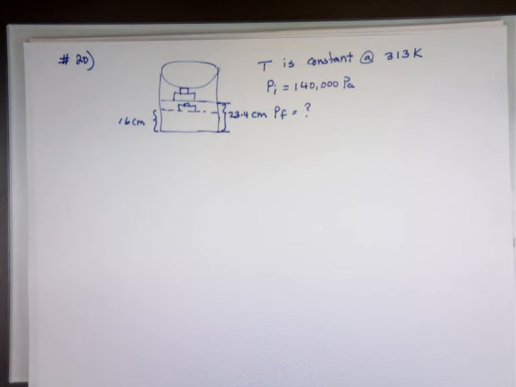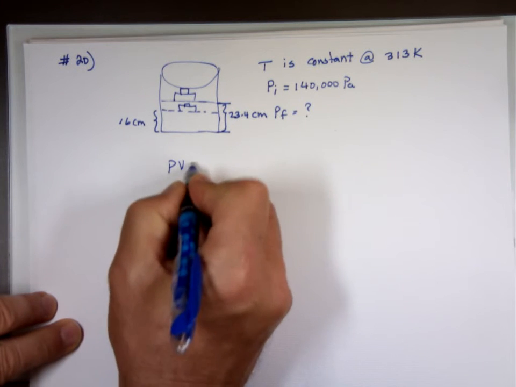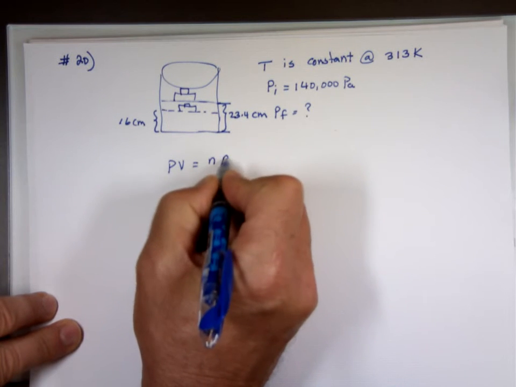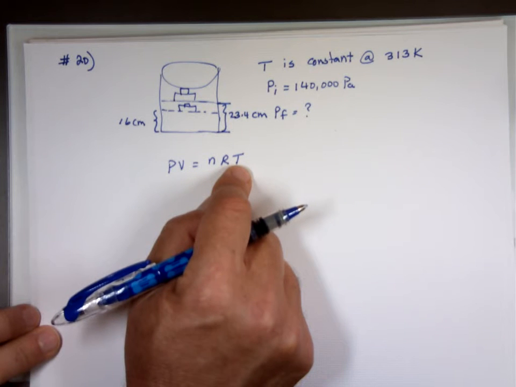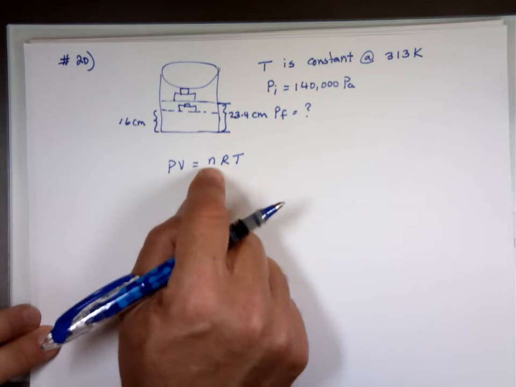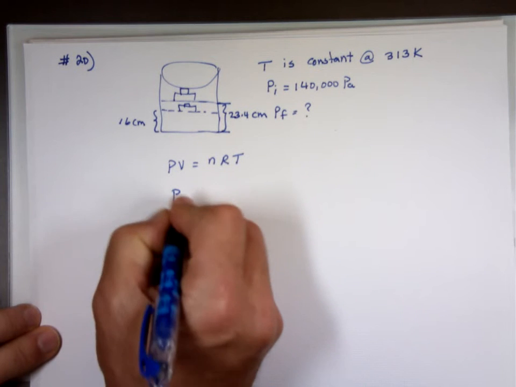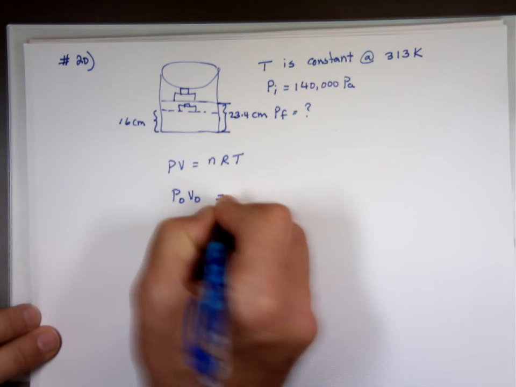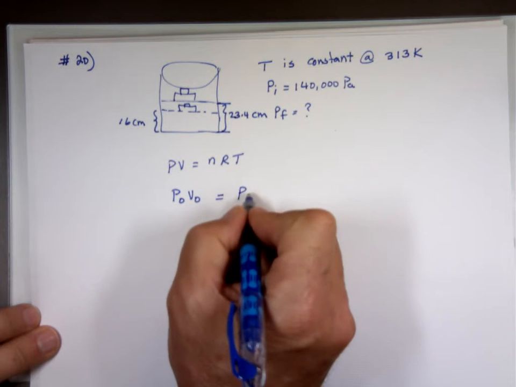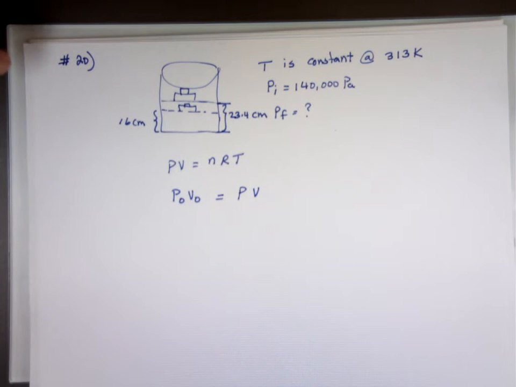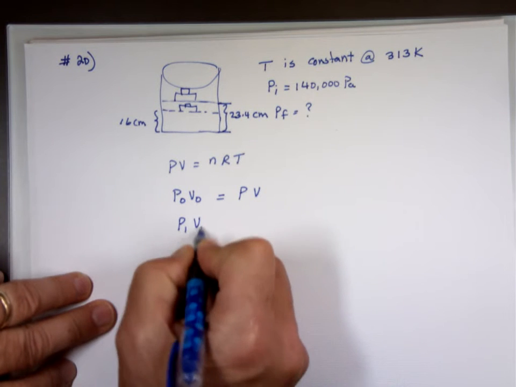And the reason I say that is because you have PV equals nRT. If your temperature is constant, R is a constant, n is a constant, so this doesn't change. So that says the initial pressure times the initial volume equals the final pressure times the final volume. Or P1 V1 equals P2 V2. That's how we wrote it.